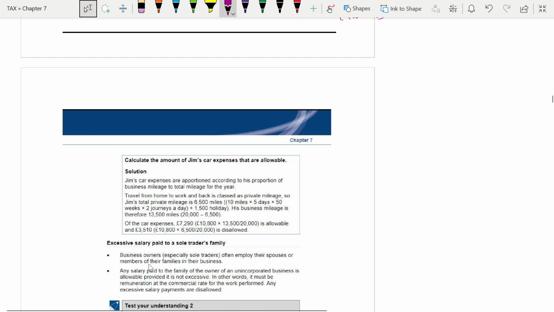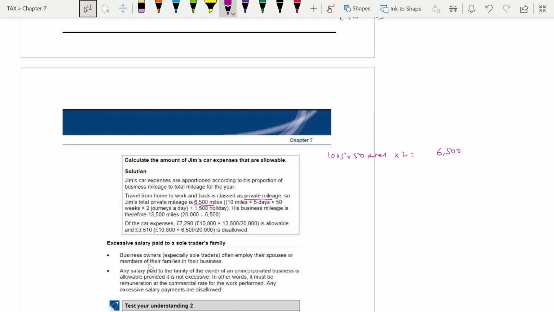See the things a little bit carefully. They say that the expenses are according to his proportion of mileage. Travel from home to work and back is classed as private mileage. So Jim's total private mileage is how much? 10 into 5 into 50 weeks into 2. It comes to 6,500. You are traveling from home to work, it is a private use.